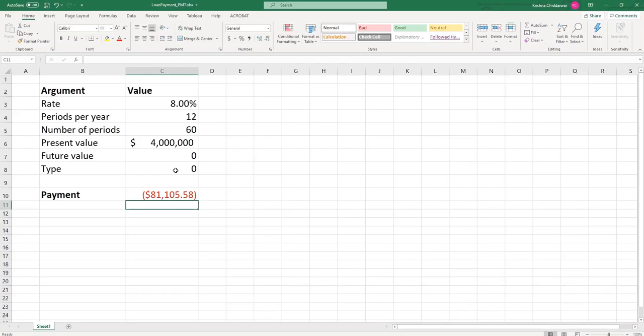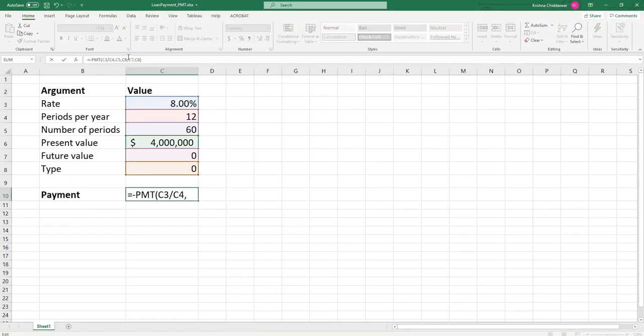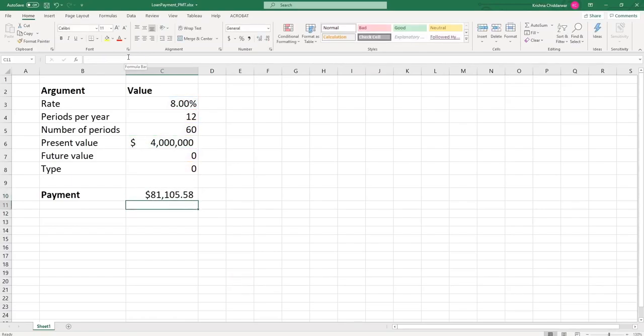And I see that the payment is $81,105.58 per month. Note that this is a negative value, and the reason it's negative is because it's a cash outflow. It's the money that's leaving your account. If you, like many people, want to see the payment as positive number, you can change the formula by putting a minus sign in front of the PMT function. You can do that by going into the formula here and putting a negative sign in front of it.